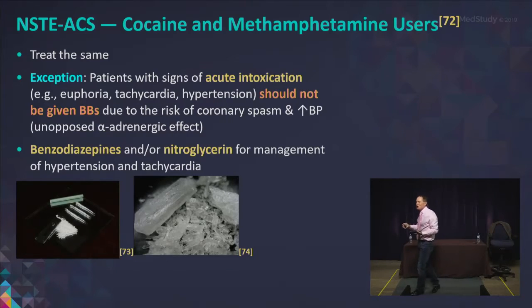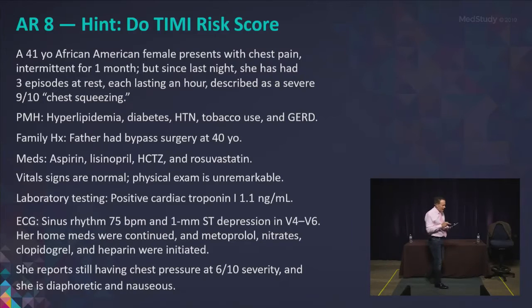In fact, studies have shown on these cocaine patients, where they've compared just aspirin, Ativan and nitrate to the full ACS protocol, that they actually did the same. In one study they did better. And it makes sense, because if they're calm, their heart is not working as much, they're not getting as much ischemia and infarction. Okay, let's do question 8.